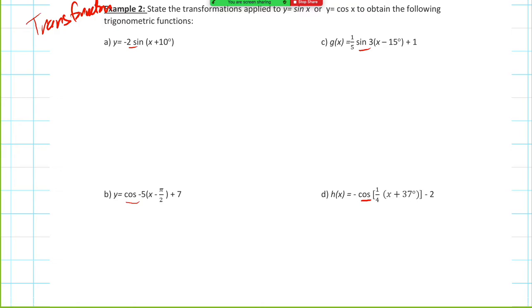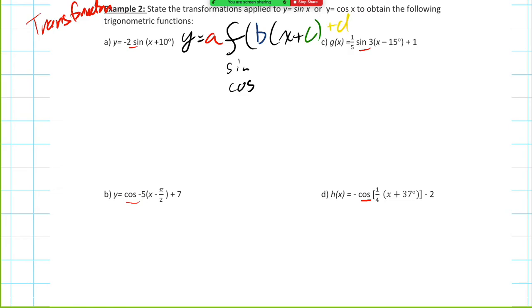Now, the parent function to these being y is equal to a, then whatever the function is, so we'll use function notation. This f can be replaced by either sine or cos. It doesn't actually matter, okay? Then we have the b value, x plus c, or horizontal shifts, and add the value of d at the very end. What we're going to do in these four questions is figure out which of these numbers pertains to a, b, c, or d, and what that means in terms of a vertical or horizontal compression, or vertical translation, or horizontal translation. And we'll just kind of write that out.